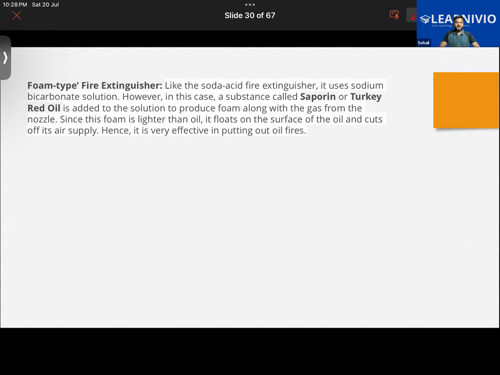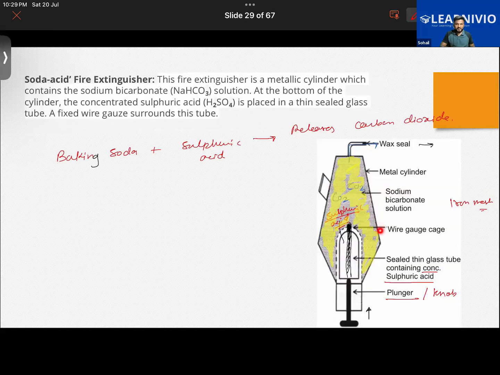So this should be working similar to the other ones also, but here we have used a special substance called saponin, also called Turkey red oil. So in this one, what is happening? It uses sodium bicarbonate solution, that is, baking soda is used. But in this case, a substance called saponin or Turkey red oil is also added to the solution. Why? Because this solution would be producing foam. When this oil is added to the solution, it produces foam along with the gas from the nozzle.